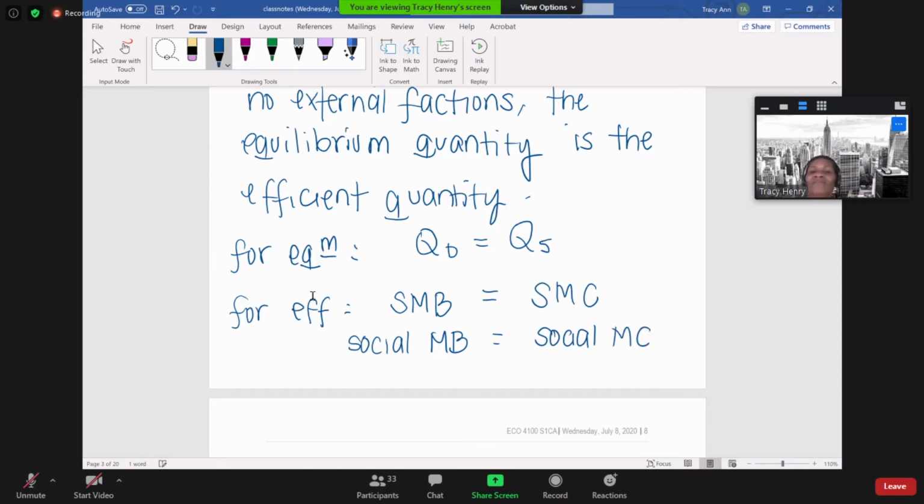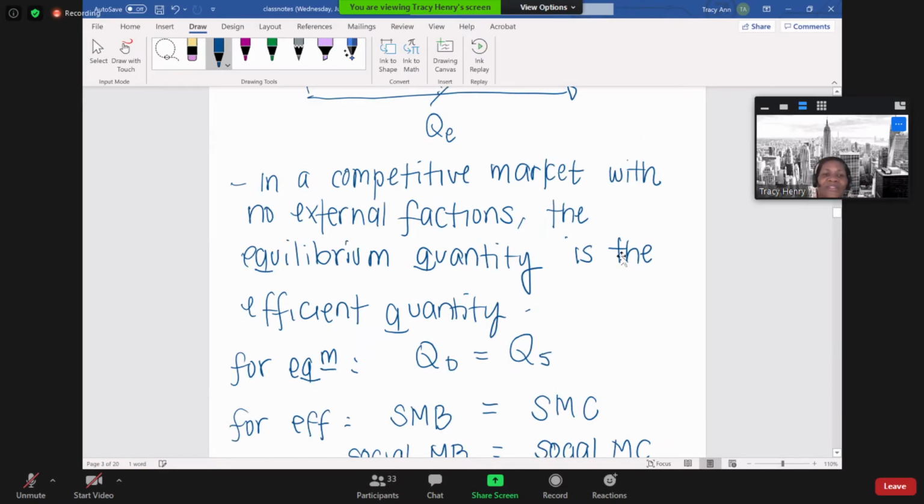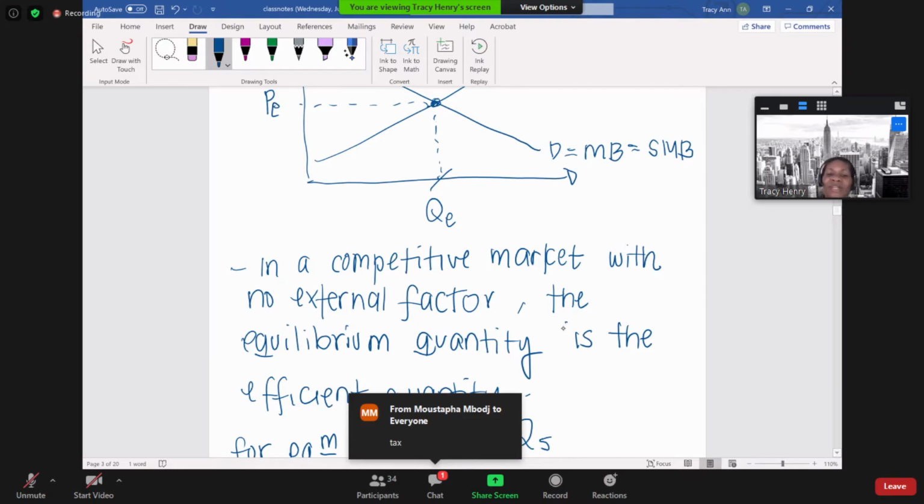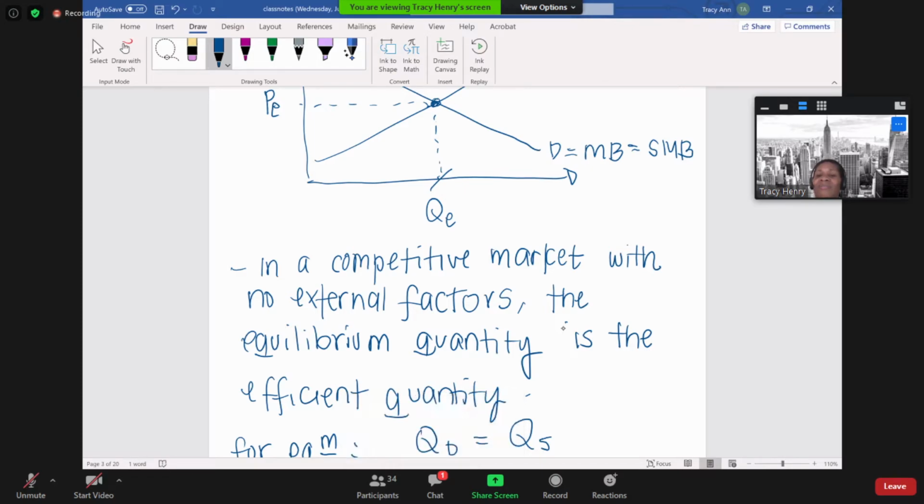Now, external factors, I said factions, here's factors. Your external factors would be things like an externality, right? So there's pollution and there's a bystander that's being affected by the market activity. So by external factor, we're talking about having a third party in the market that is neither a buyer nor a seller in the market.